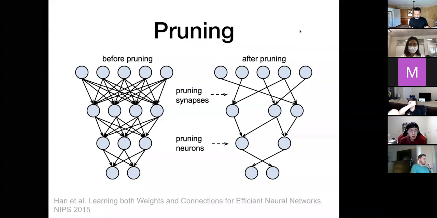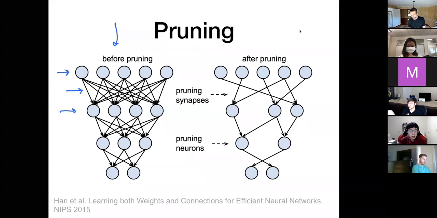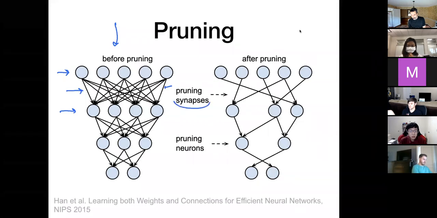So again, pruning: you can consider your neural network has a connection or architecture like this. As you see, this is a fully connected network that has some activations from different layers and some weights associated with these connections. And by pruning, you could consider both, right? Pruning these weights or synapses, as well as pruning these neurons, these circuits.